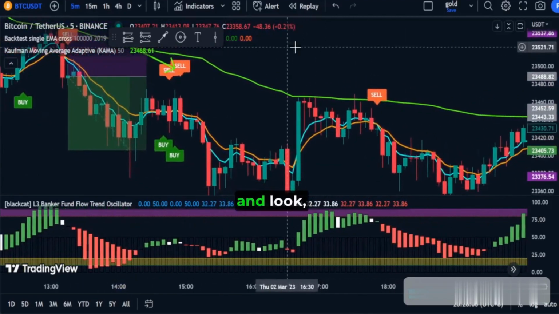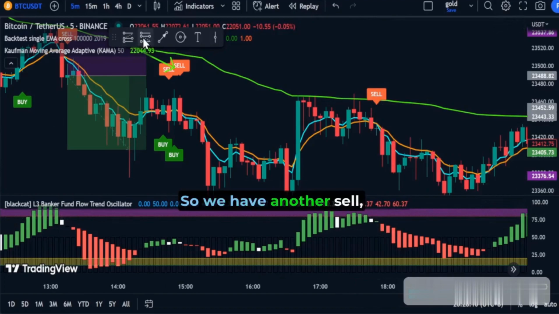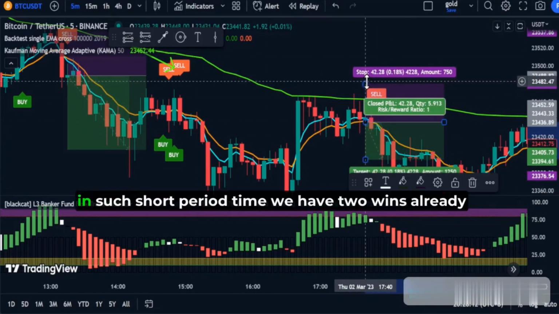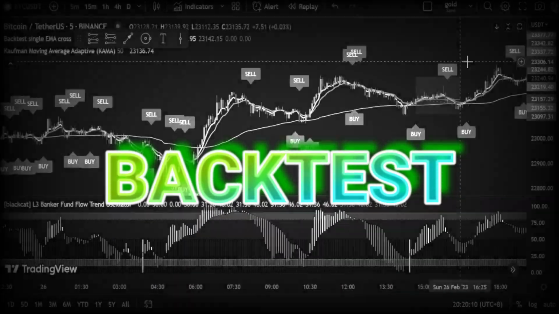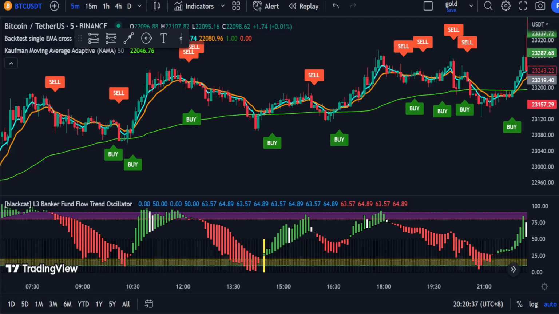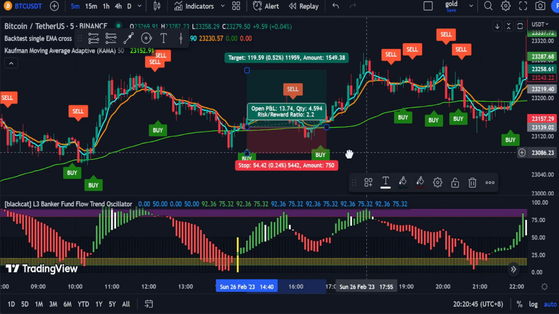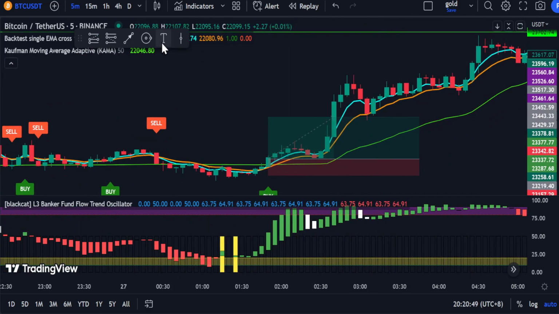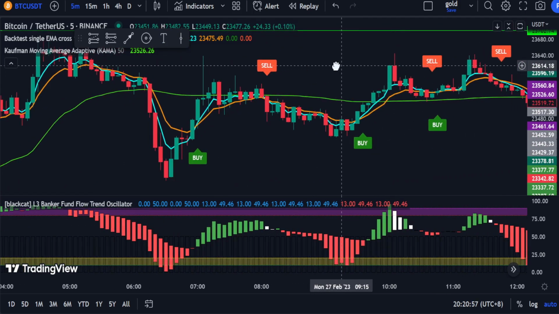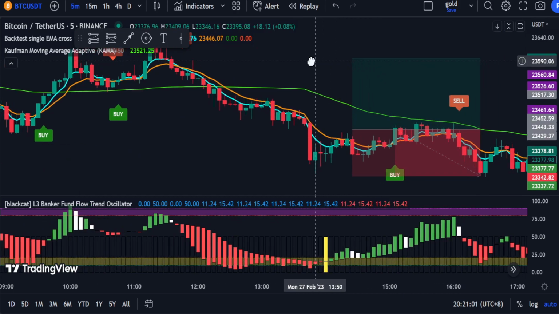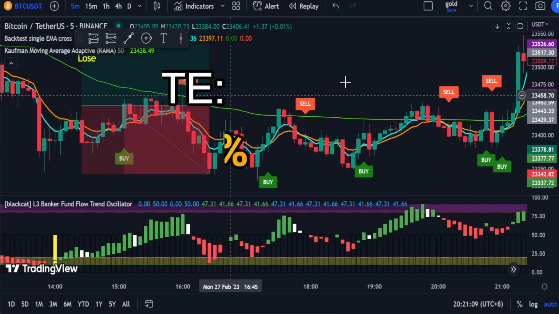Okay, and look, this satisfies the condition, so we have another sell. In such a short period of time, we have 2 wins already. Now let's do the backtesting. If used correctly, the win rate is 94%.